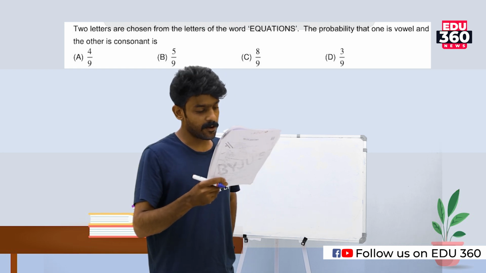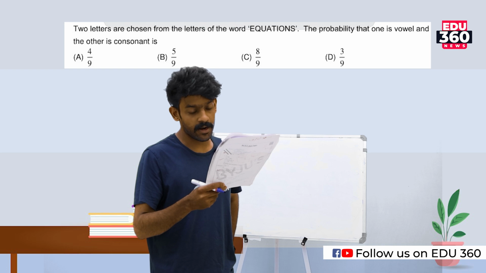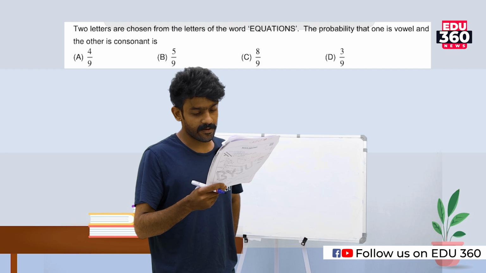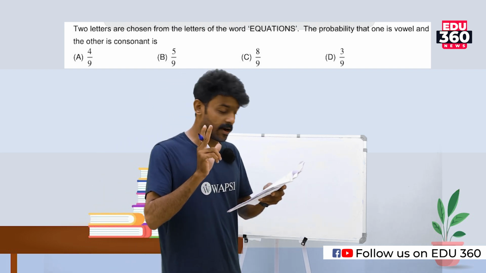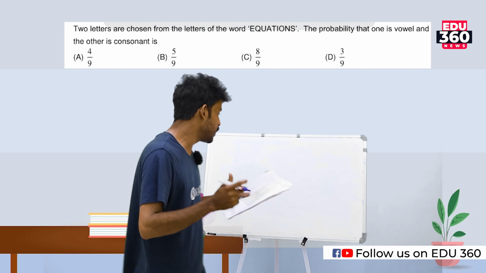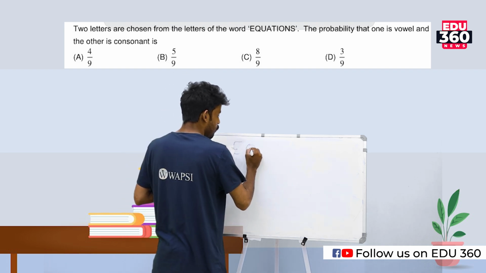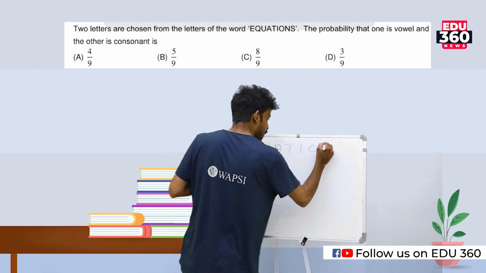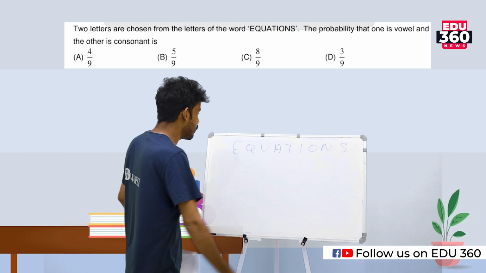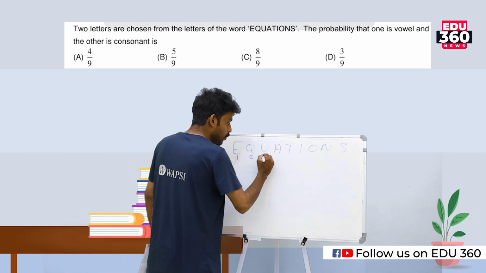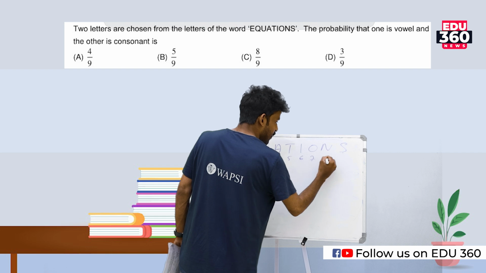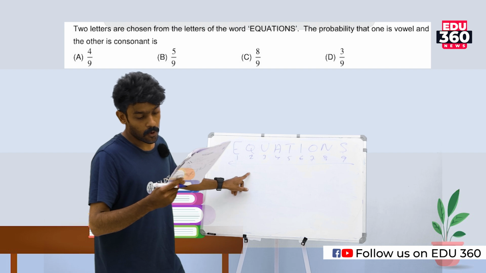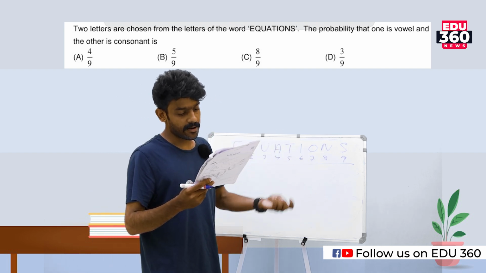The second question is given that 2 letters are chosen from the letters of the word equations. The probability that one is vowel and another is consonant. The letters of the word equations are E, Q, U, A, T, I, O, N, S. How many letters are there? Total 9. 1, 2, 3, 4, 5, 6, 7, 8, 9. So there are total 9 letters for equations.